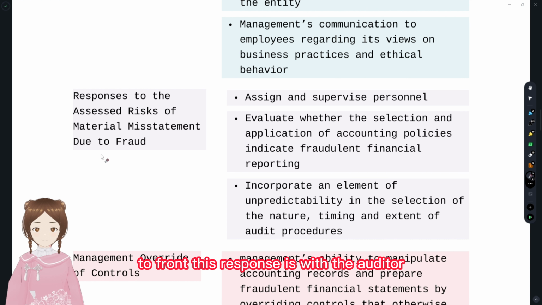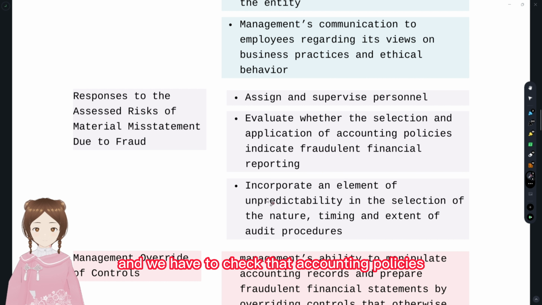And responses to the assessed risk of material misstatement due to fraud. This response is with the auditor. With regards to the auditor, what he has to do, he has to assign and supervise personnel. Personnel is the engagement team in our audit firm. Evaluate whether the selection or application of accounting policies indicates fraudulent financial reporting. That is, whether the accounting policies that the entity selected could indicate fraudulent financial reporting or not. The financial reporting framework that the entity uses to prepare financial statements should be acceptable, not fraudulent.